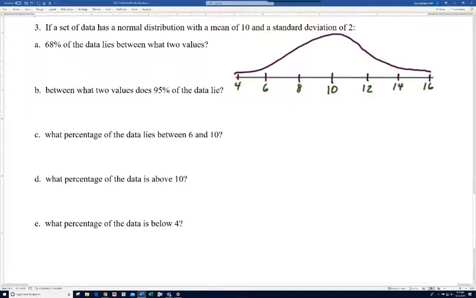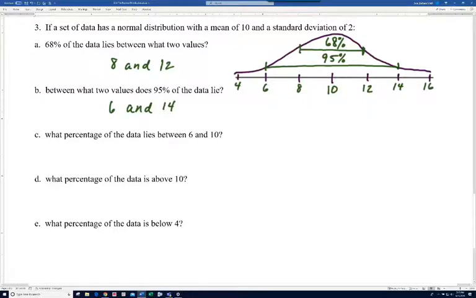So for A here, 68% of the data lies between what two values? Well, we know 68% of the data is within 1 standard deviation. And so that would be between 8 and oops, that should say 12. Let me fix that. All right, and then between what 2 values does 95% of the data lie? Well, we know that within 2 standard deviations, we have 95% of the data, and so that would go from 6 to 14.